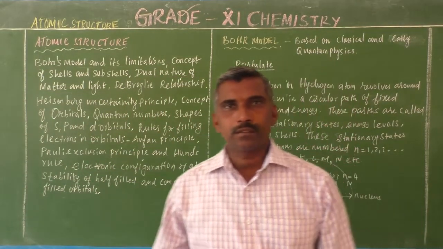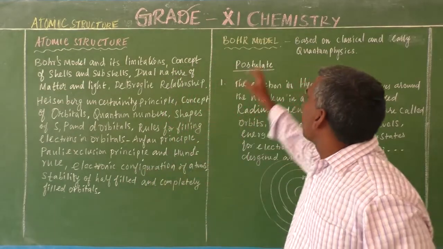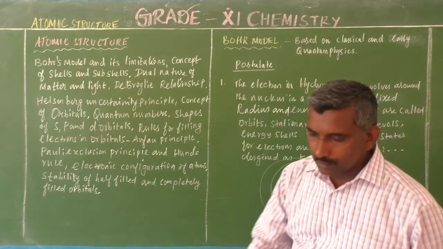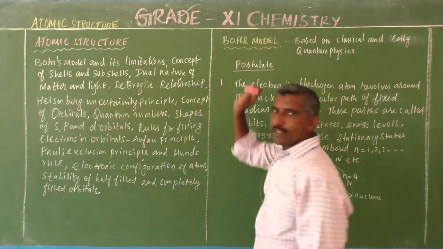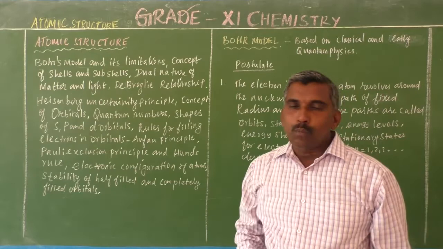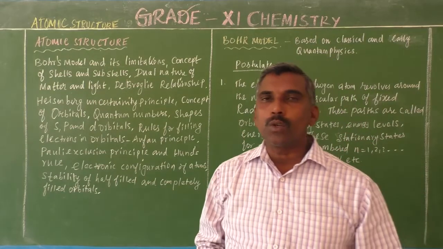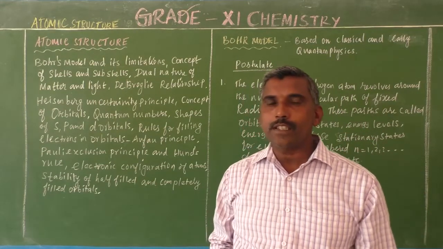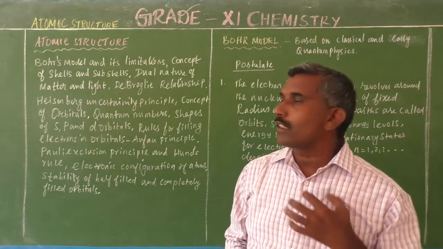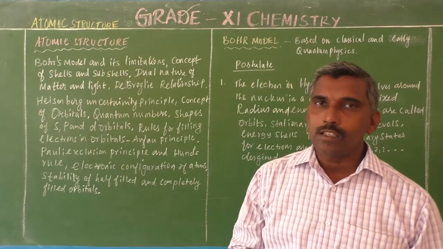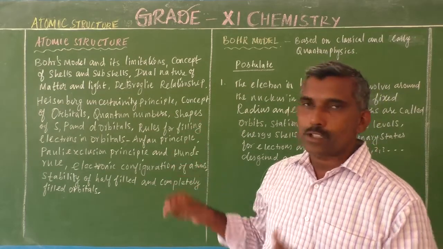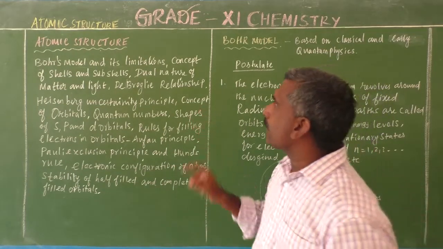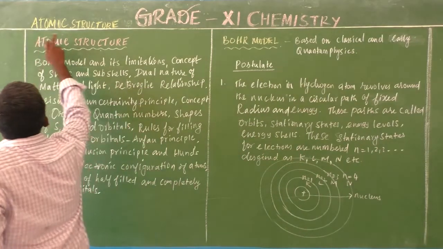Good morning, students. Today is the 11th standard chemistry class. So far we have learned two lessons: some basic concepts of chemistry, and redox reactions. Now this is the third lesson. As per the textbook, it is the second lesson of the first volume: atomic structure.